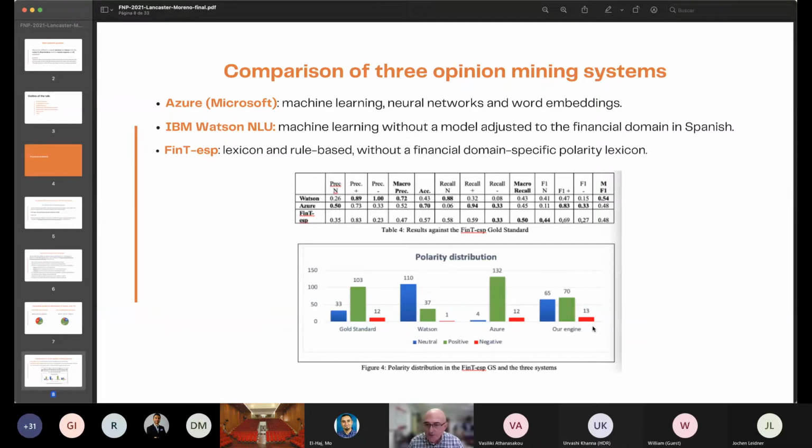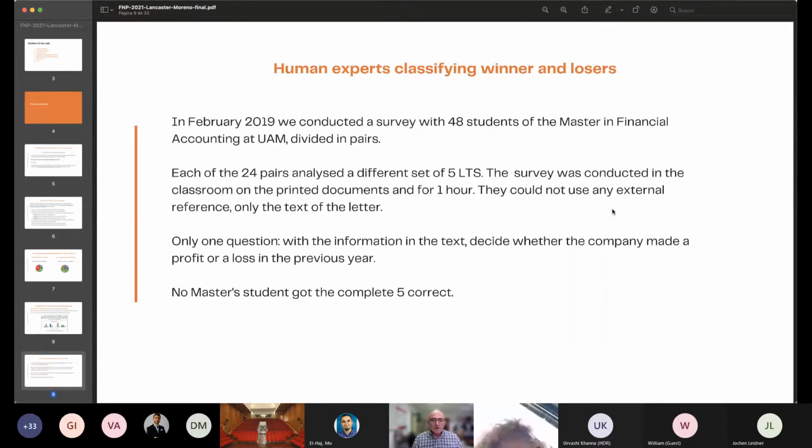So the results were not very good, between 0.48 and 0.54. So after this experiment, we wanted to check it with human experts.